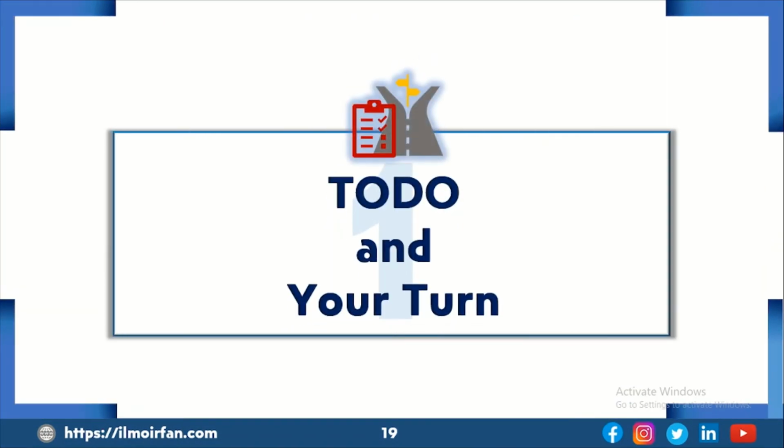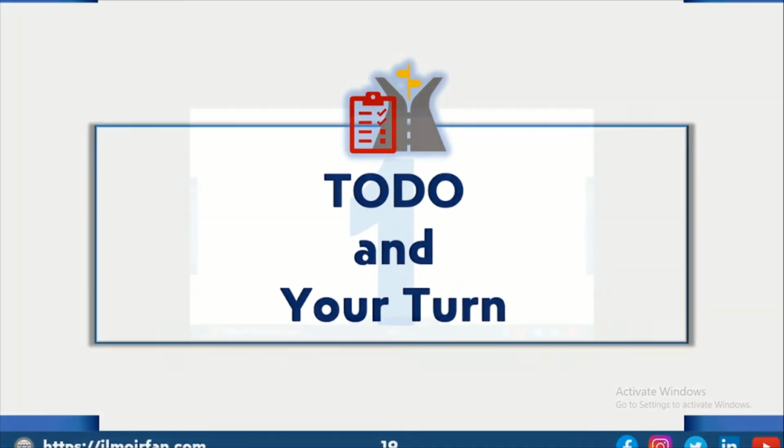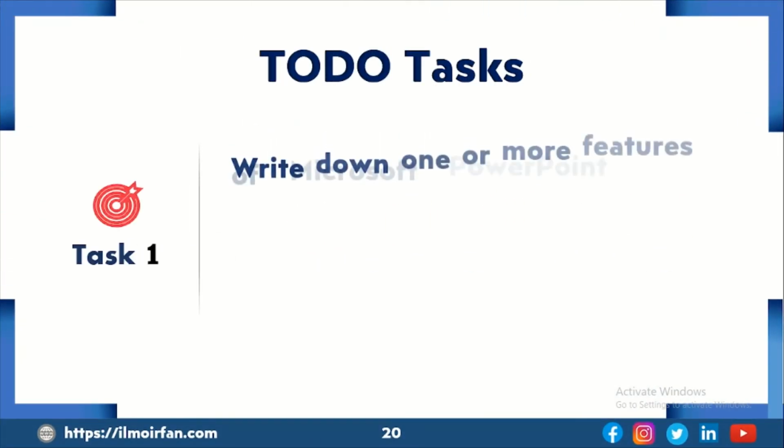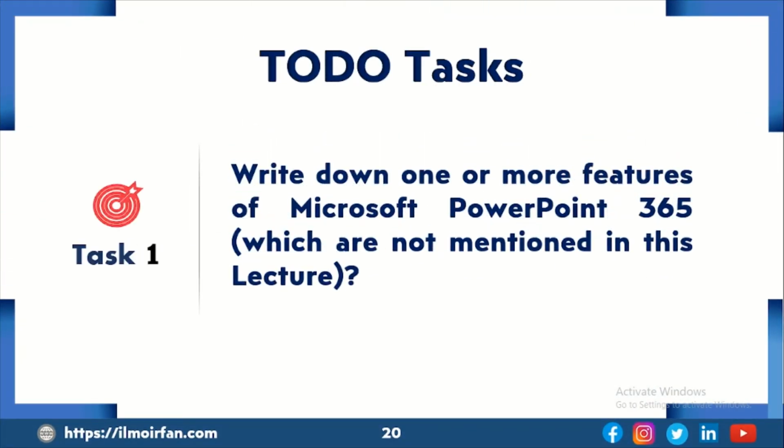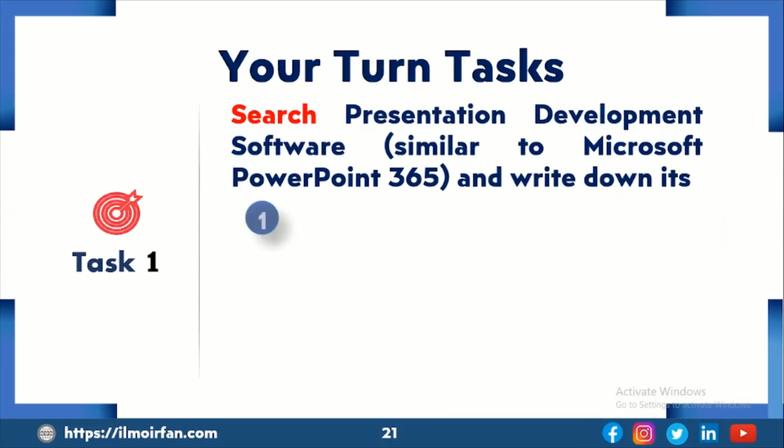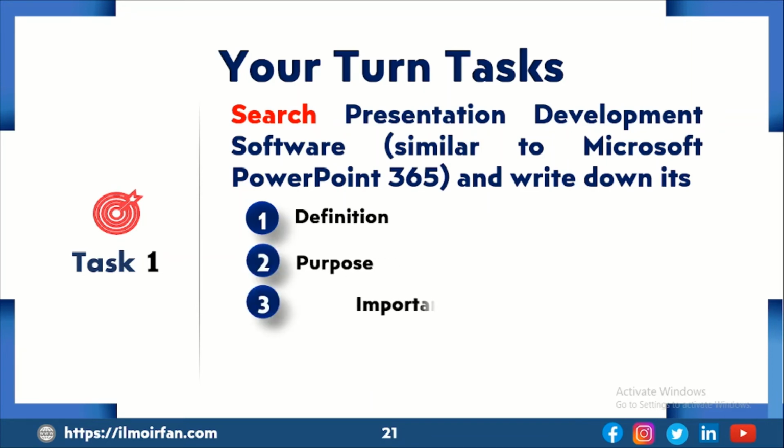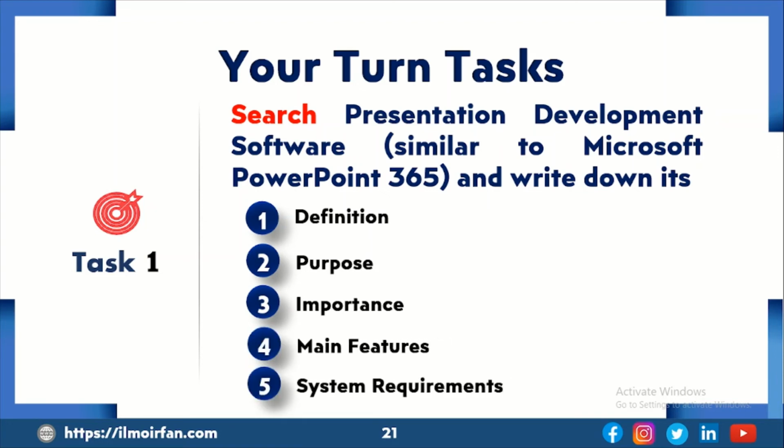Let's move to the first to-do and your turn task. The first to-do task is write down one or more features of Microsoft PowerPoint 365 which are not mentioned in this lecture. The first your turn task is search presentation development softwares similar to Microsoft PowerPoint 365 and write down its definition, purpose, importance, main features, system requirements.